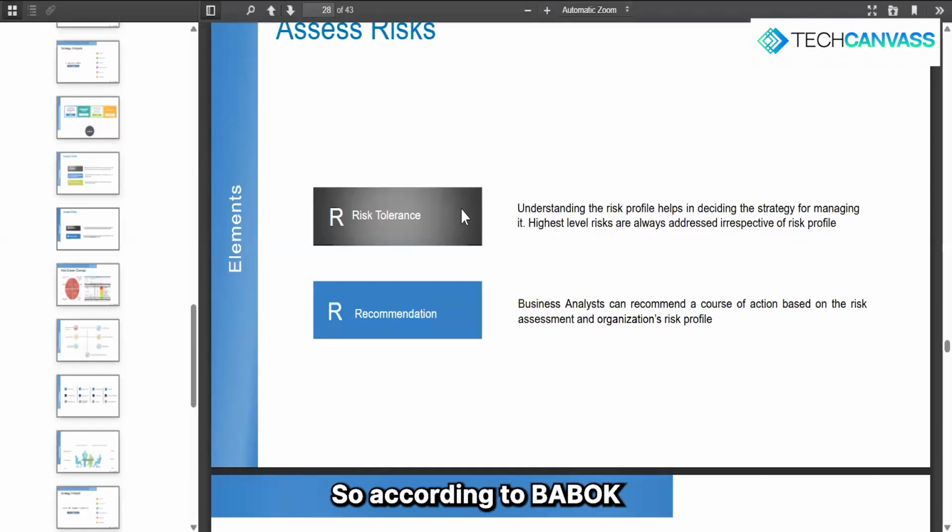According to BABOK, there are three kinds of tolerance levels. One is risk aversion, one is neutrality, and one is risk seeking. Risk aversion means you completely want to avoid the risk. You just cannot take the risk. Neutrality means some amount of risk you can take, on the condition that it should not result in a loss. And third is risk seeking, willingness to accept more risk.